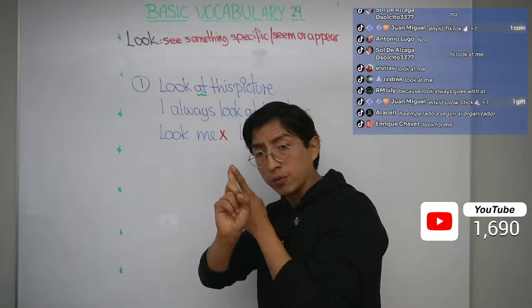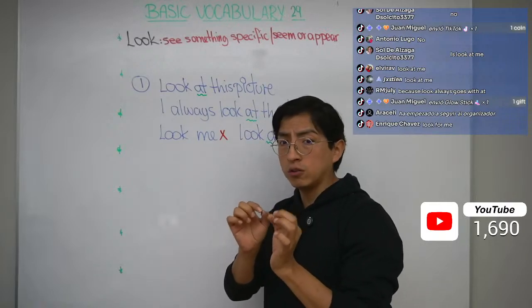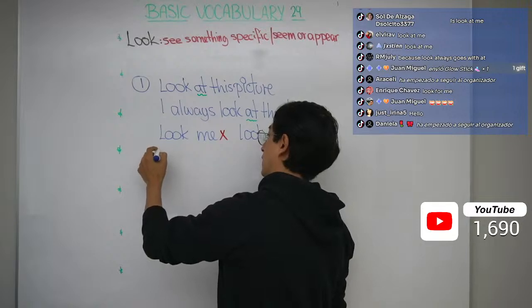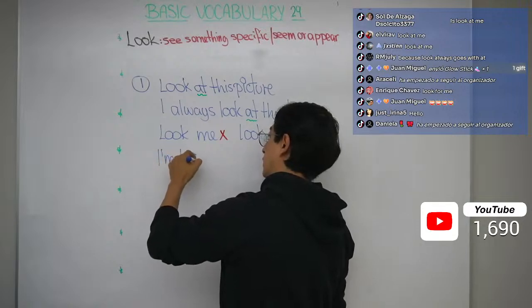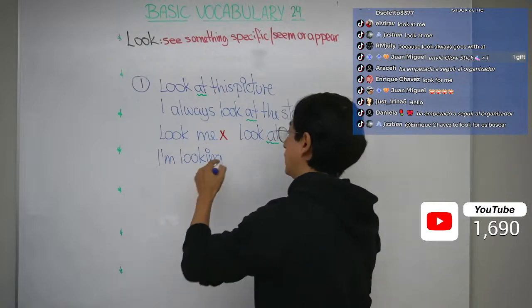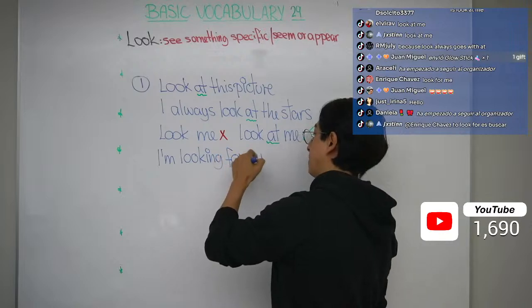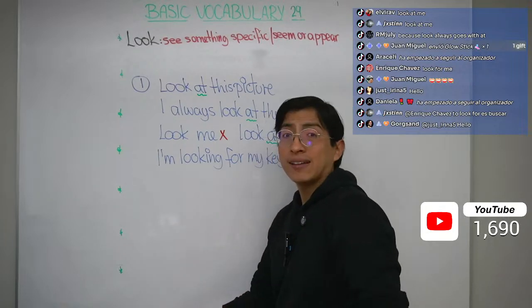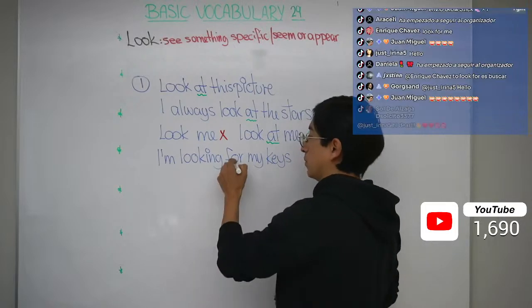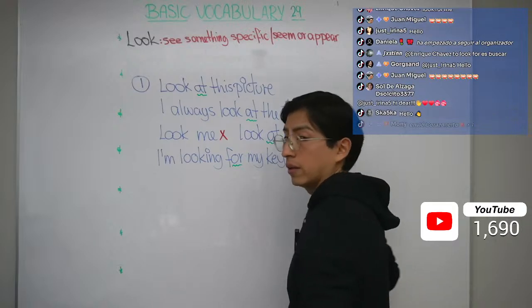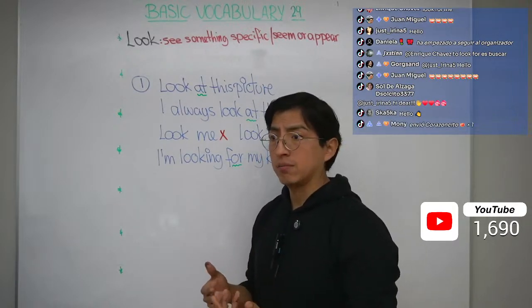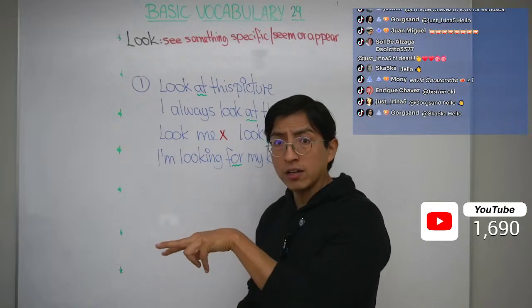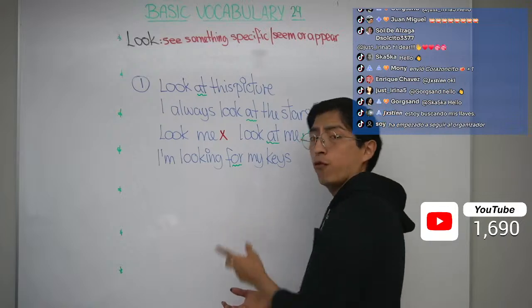Now this is the first preposition, but we can also use another preposition. For example, what if I say, I'm looking for my keys, or I'm looking for my cell phone? What does it mean, guys? Now we're going to use this preposition, look for. Now we're talking about searching for something, right? Maybe I don't know where my keys are. So I'm going to start looking around, right? I'm going to start looking for my keys.